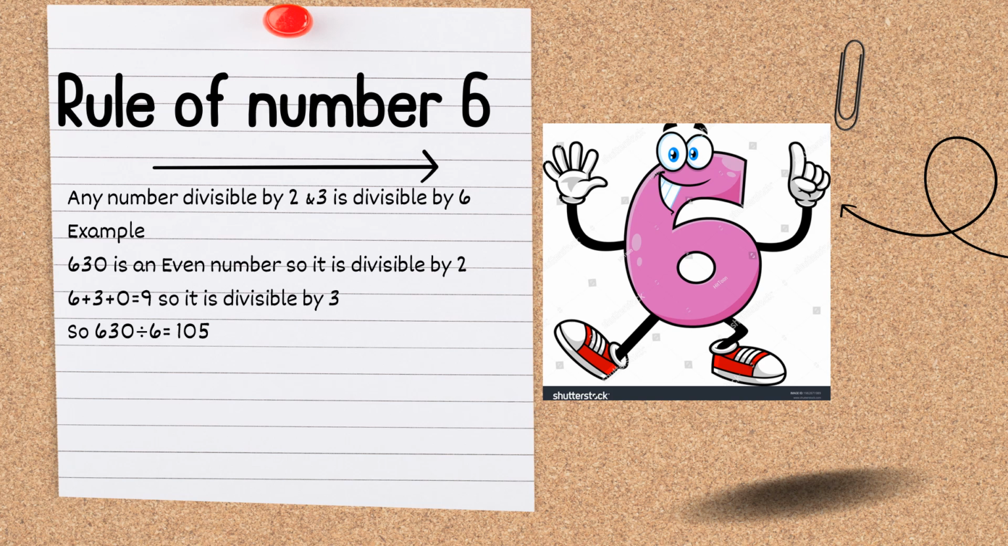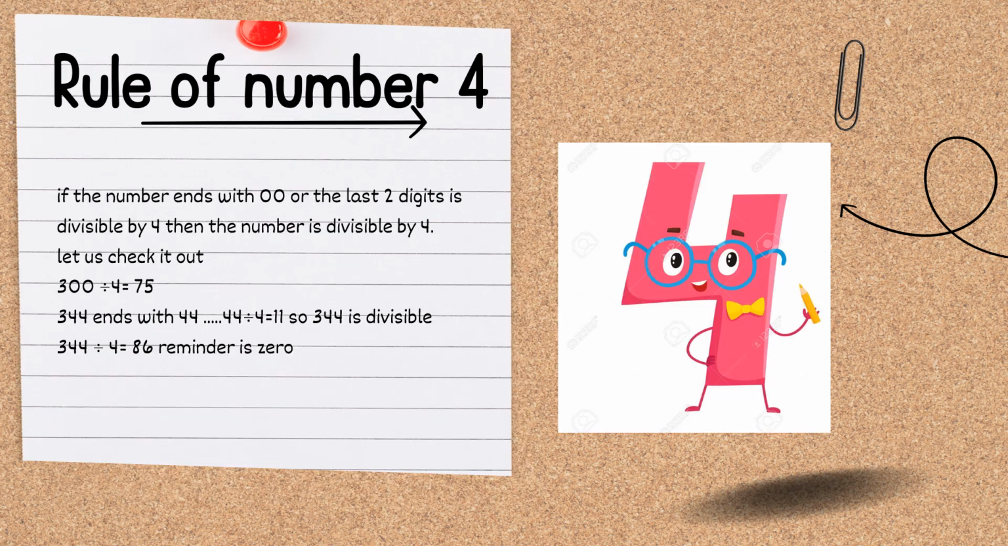So the rule works. What's the next rule, teacher? 4 is the next rule. If the number ends with two zeros or its last two digits are divisible by 4, then the number is divisible by 4.